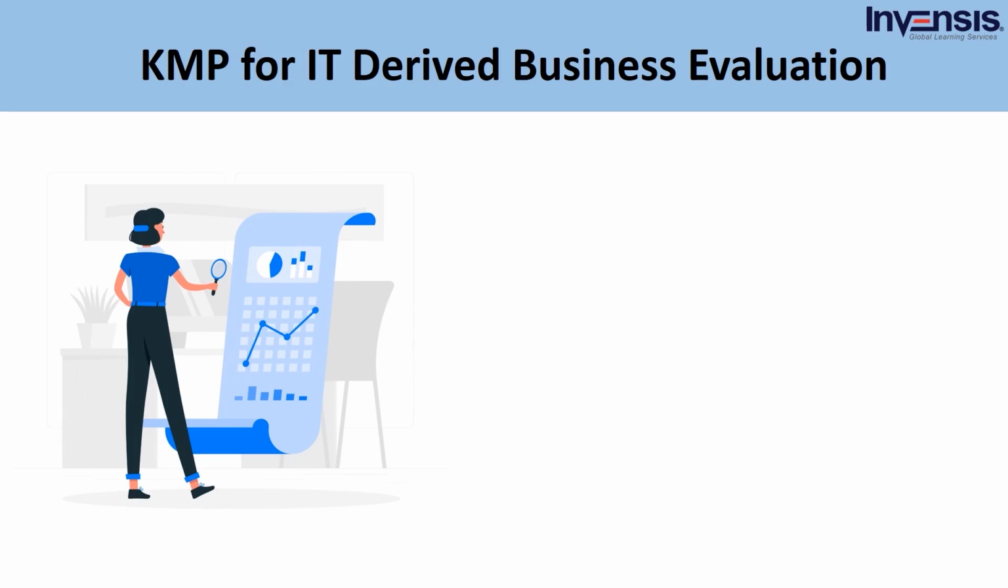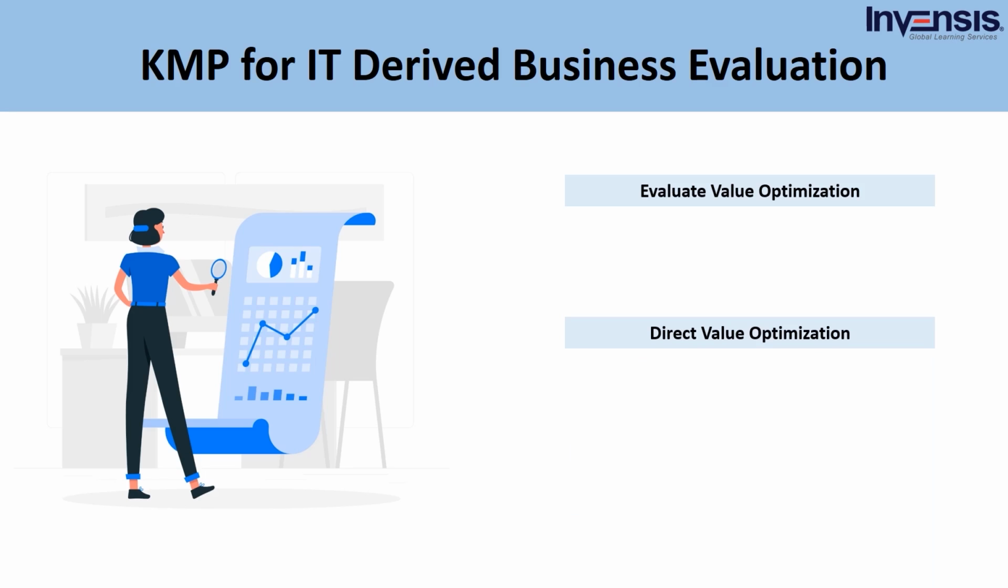We will now look into the key management practices or KMP to be implemented in COBIT 5 framework for IT-derived business evaluation. The first one is evaluate value optimization, which continuously assesses IT-related investments, services, and assets to understand the likelihood of achieving the objectives and delivering value at a reasonable cost. Identify and decide on any amendments that are to be made and inform the management to improve and add value.